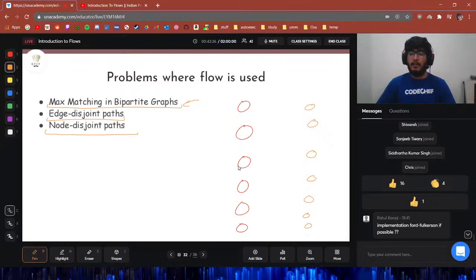Implementation of Ford Fulkerson. We'll go over to the implementation part. You can find many implementations of Ford Fulkerson online as well. I'm going to go on to the implementation of better algorithms because you're not going to use Ford Fulkerson many times, right?